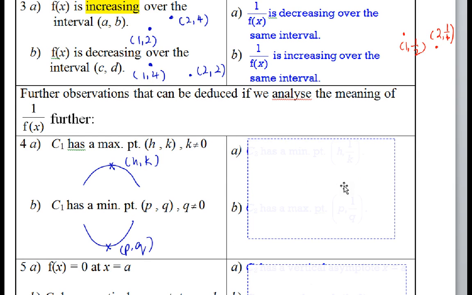Now, this point 4, if you understand point 3, point 4 is super obvious. Yes or no? If you understand point 3, point 4 is super obvious. Why? Because if f has a maximum point, it means here to here is increasing, here to here is decreasing. So over this interval, the 1 over f(x) will be decreasing and increasing. So it should have a minimum. Follow? So this is a follow-up from point 3. Quite obvious. But what is the coordinate of the minimum point? (h, 1/k). Very good.